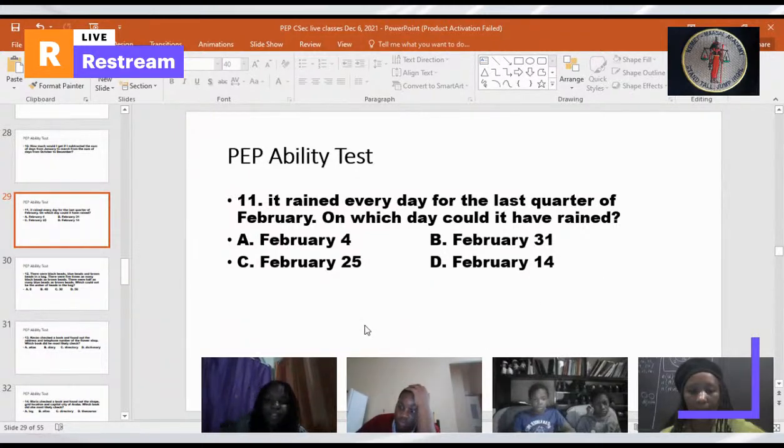All right, Madison, read number 11, please. Number 11. It rained every day for the last quarter of February. On which day could it have rained? A. February 4th. B. February 31st. C. February 25th. D. February 14th.